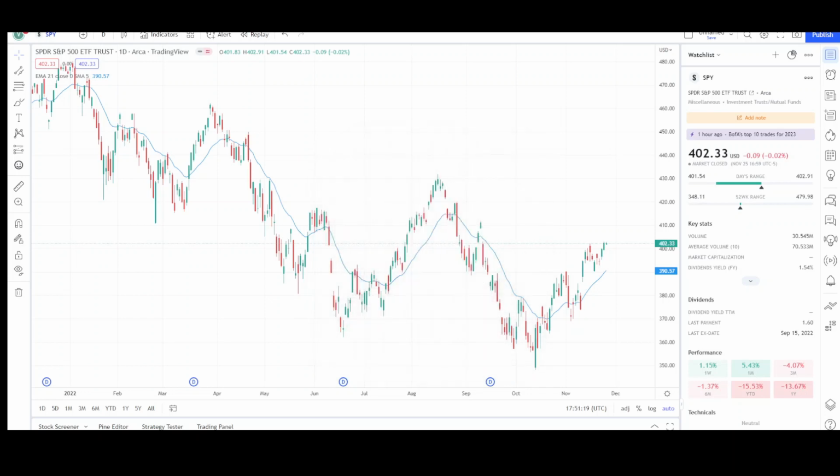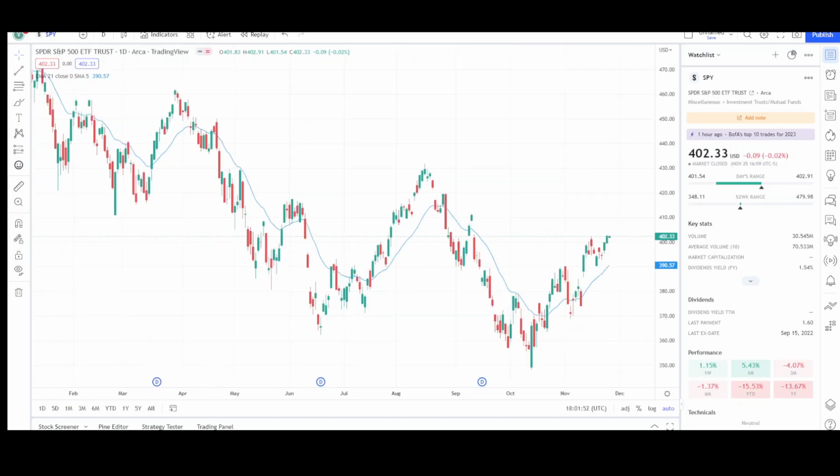I will first go over what I see on the daily chart and finish the video off with the weekly chart. Here we have the daily chart for the SPY.